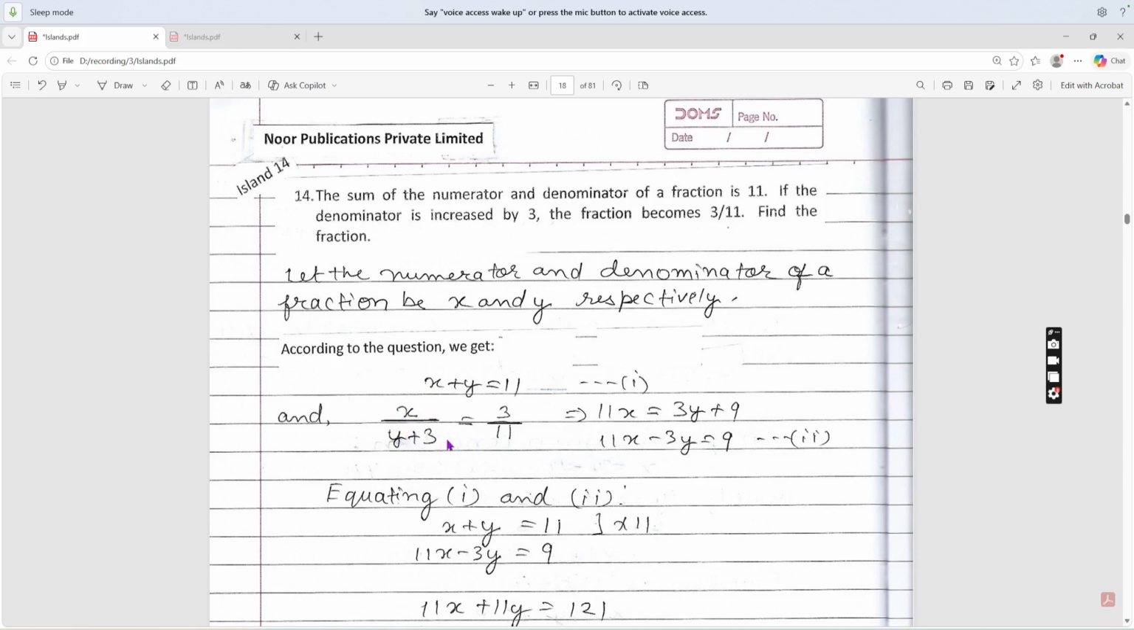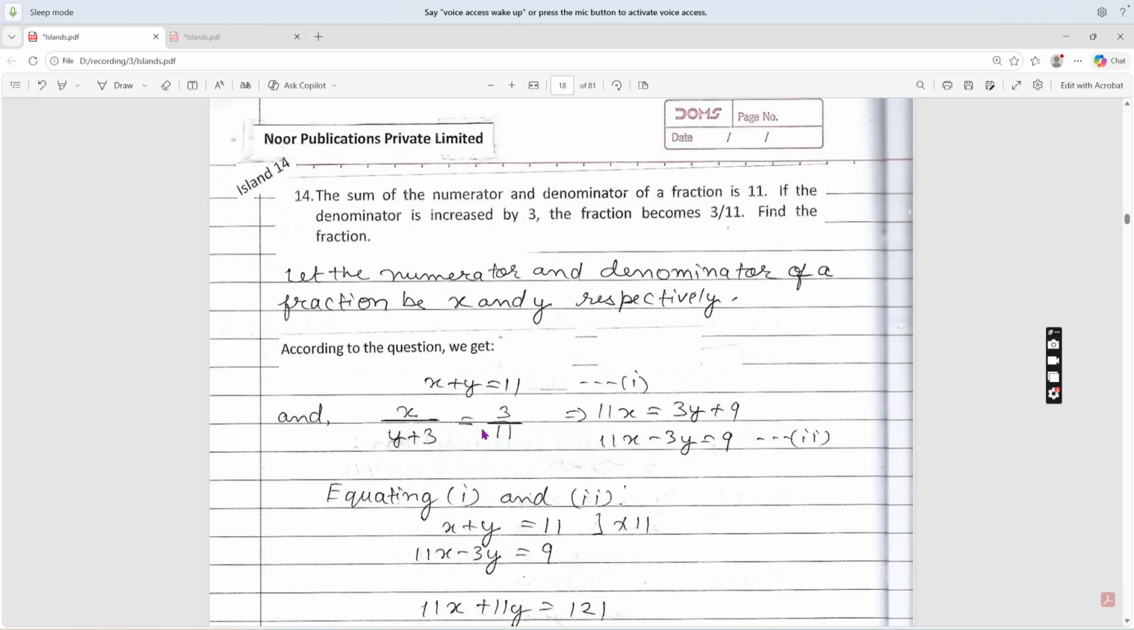So x upon y plus 3 is equal to 3 upon 11. Why 3 upon 11? Because it is given, the fraction becomes 3 by 11. And what is the fraction? New numerator divided by new denominator. What is the new numerator? Same as the previous, because the question is silent about that. And what is the new denominator? It is y plus 3, because 3 is increased as per the given condition.